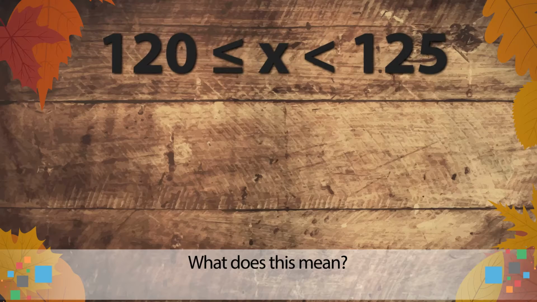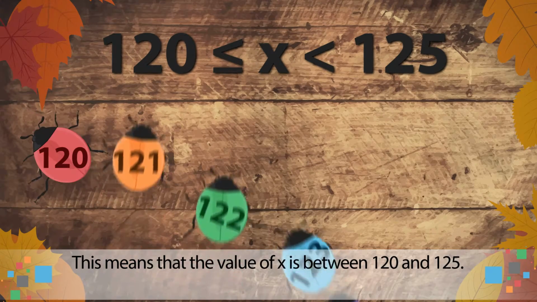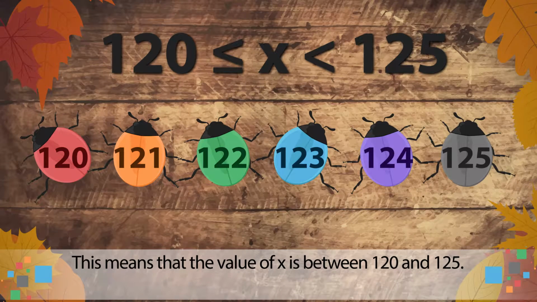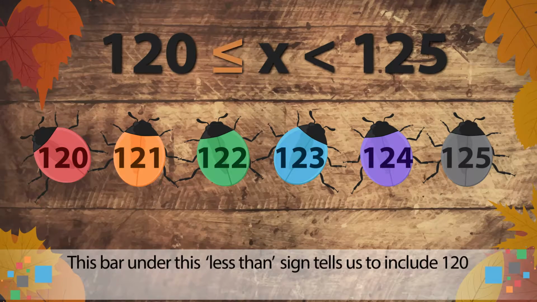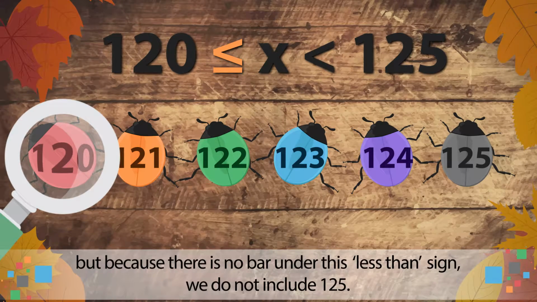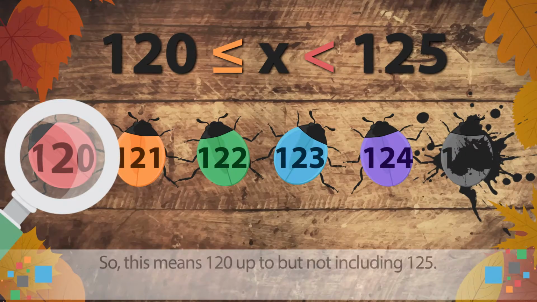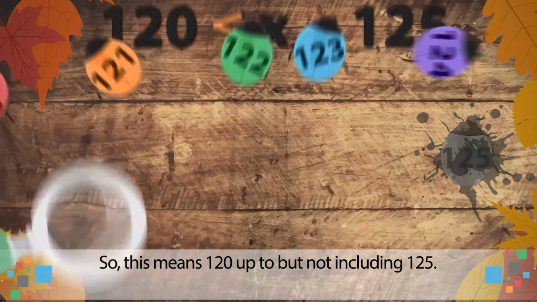What does this mean? This means that the value of x is between 120 and 125. This bar under this less than sign tells us to include 120. But because there is no bar under this less than sign, we do not include 125. So this means 120 up to, but not including 125.